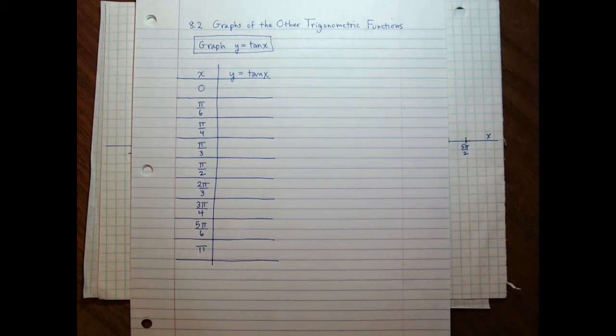This is the start of section 8.2, graphs of the other trigonometric functions. We've spent a lot of time in class graphing the sine function, the cosine function, and transformations of those two. Now we're going to focus on the other four trigonometric functions: tangent, cotangent, secant, and cosecant. And the first one we're going to look at is tangent.